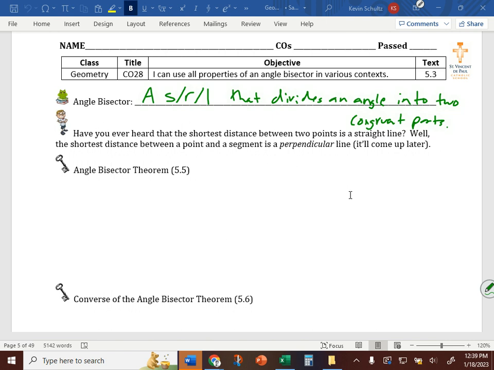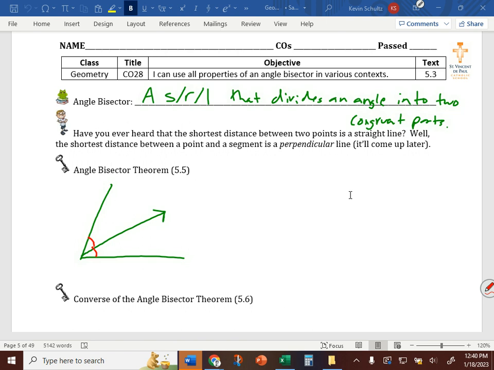And so the angle bisector theorem, if we have an angle here, let's draw an angle out like that, okay? And you know that you have an angle bisector, right? There are two things that you know to be true. The first is that, like the definition says, it divides an angle into two congruent parts. So this part and this part will be the same, okay?